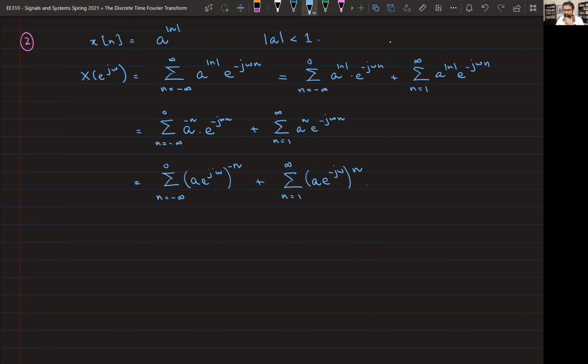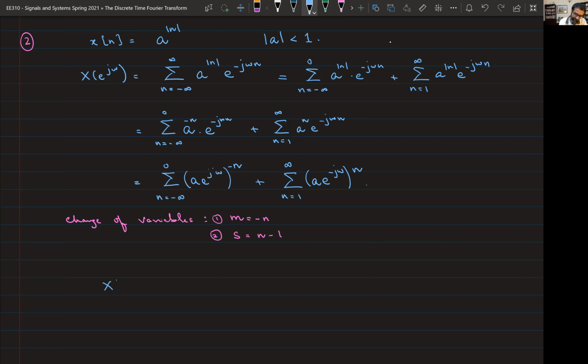I can make a change of variables. The first is m equals minus n, that's going to be the first summation. And in the second summation, I'm going to use, let's say, s equals n minus 1. The reason I'm doing this is so that when n equals 1, s becomes equal to 0, and the summation transforms into the standard infinite sum that we're familiar with.